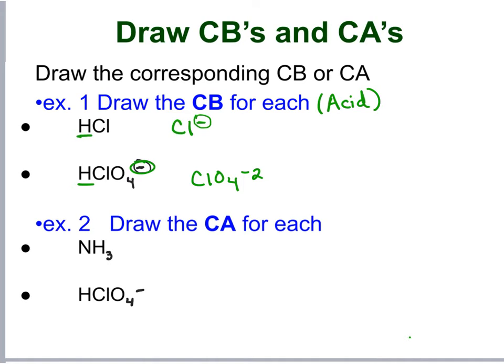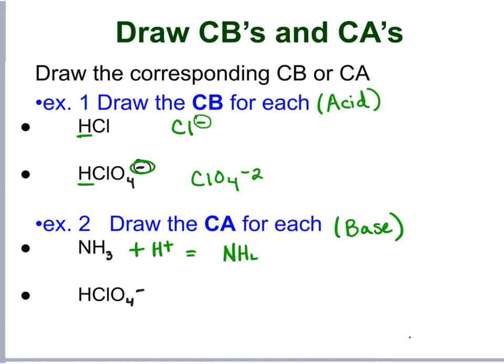Now let's see if we can draw a conjugate acid. Remember, when we're drawing a conjugate acid, this has to be for something that is already a base. And ammonia is definitely a base. That's the first example. So we're going to do the opposite. For a base, we're going to add a proton. So I'm going to take NH3 and say plus H+, which you don't have to write out, but what it's going to make is NH4.